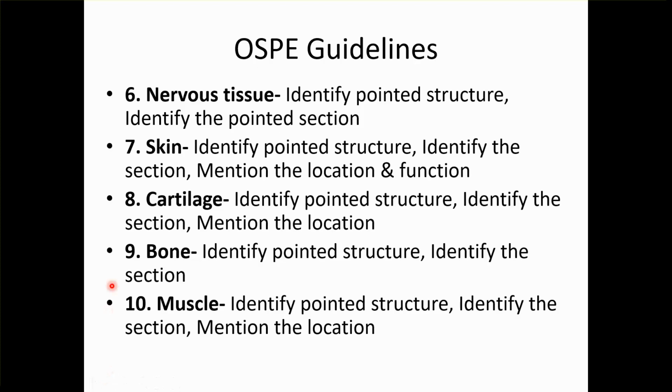Okay, now if you have a nervous tissue slide, it will be identify the pointed structure, identify the section. If it is skin, identify the pointed structure, identify the section, mention the location and function, because it's related to the receptors. Okay, skin receptors. Then you have cartilage: again identify the pointed structure, identify the section, and mention the location. For bone, identify the pointed structure, identify the section. In muscle, identify the pointed structure, identify the section, mention the location. In muscle we have 3 types of slides. These are the types of questions which will come for each slide.